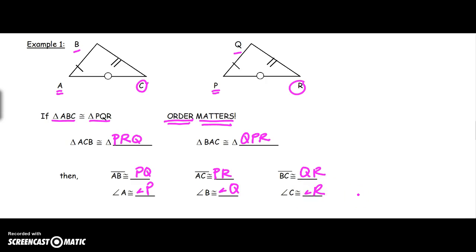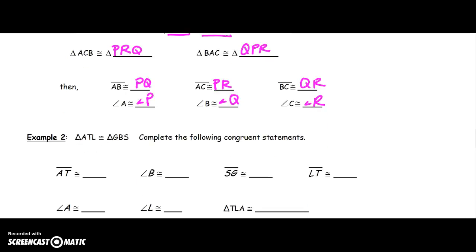One more thing, if you notice, angle C and angle R are in the same position in that congruency statement. Angle B and angle Q are in the same position of the congruency statement, and same for A and P. Now this means that because order matters, it's telling you which shape or which angle is in the same spot, along with sides.